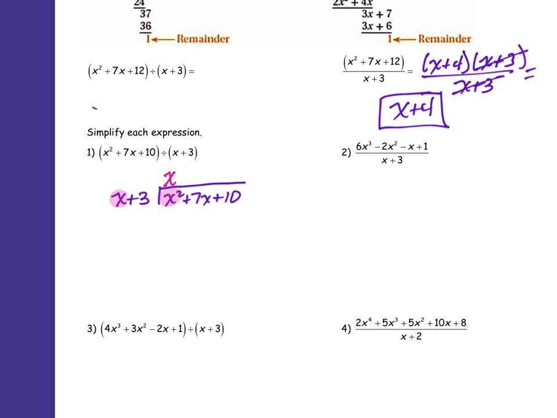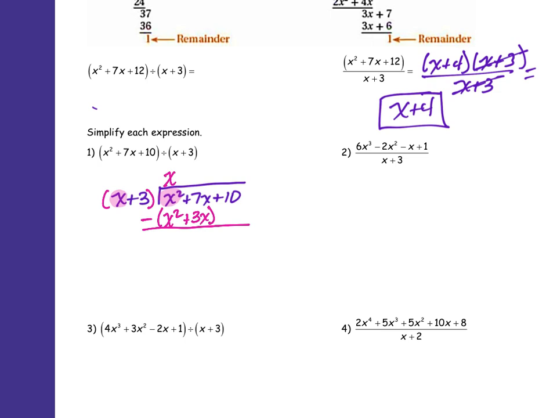Then I'm going to multiply. Once I have that number, I multiply. Because this is a binomial, it's got two terms, I have to multiply that x by both terms. So x times x is x squared, and x times 3 is 3x. Basically I'm distributing the x through both terms of x plus 3. Questions so far? Are we okay? And then the next step in long division is to subtract. So I'm going to subtract everything.